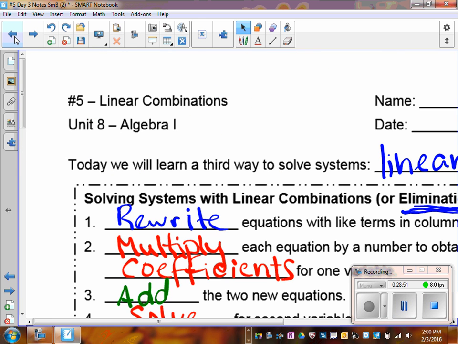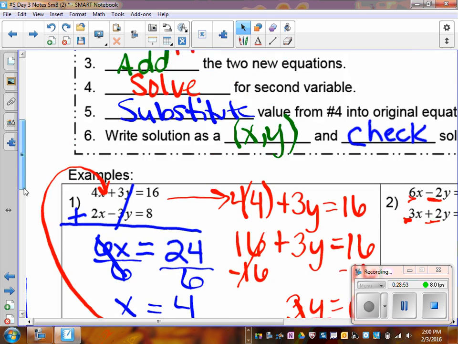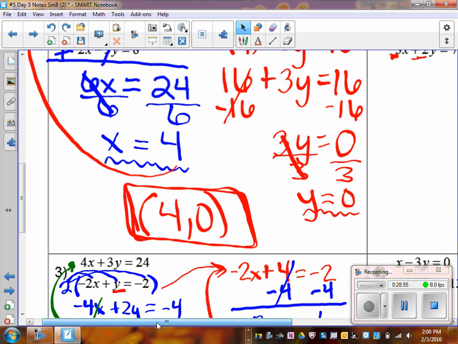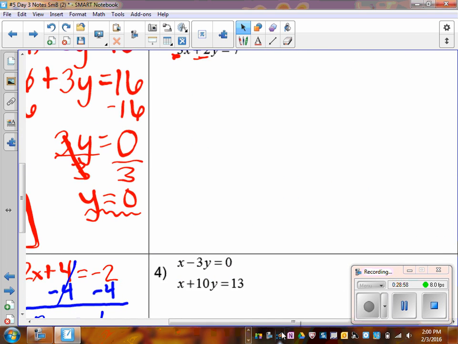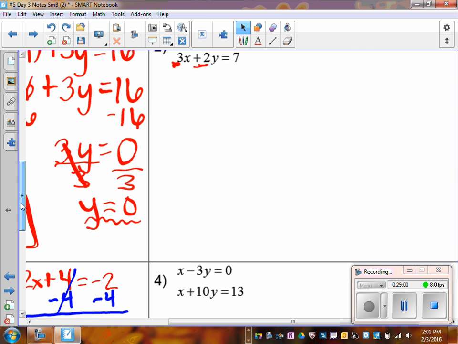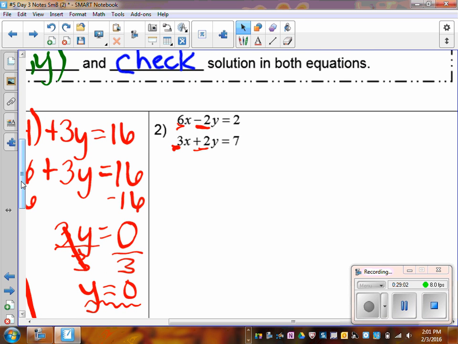So I want you to start off with an easier one. I want you to go back to number 2 here, where they already have opposite coefficients. And I want you to start off number 2. You may work with the person next to you. So while you're doing that, I'm going to pass out makeup work for you to do. I also have progress reports for you guys, so I'll pass that out as well. And then we'll come back to it.